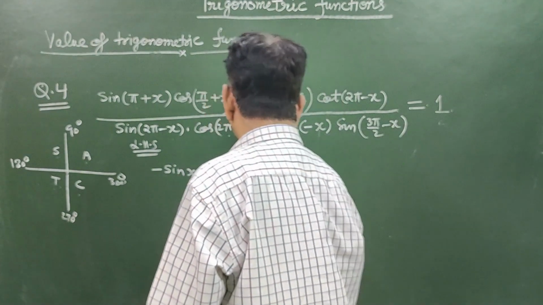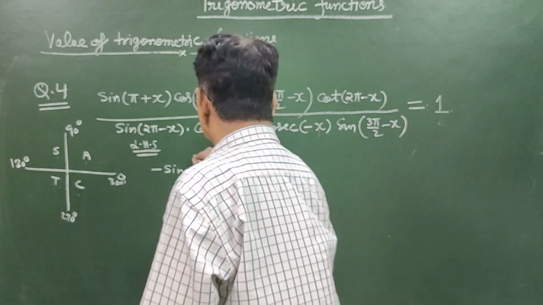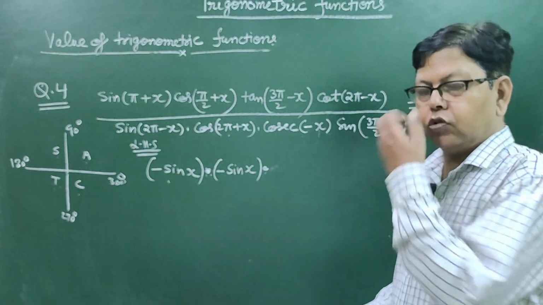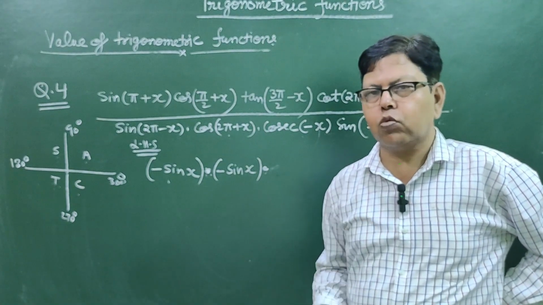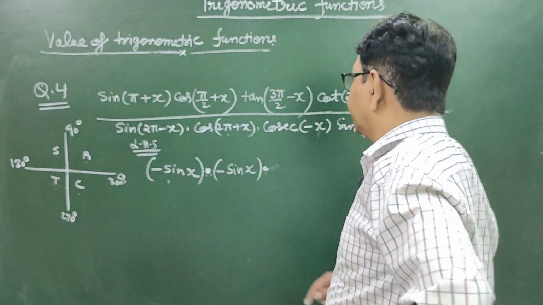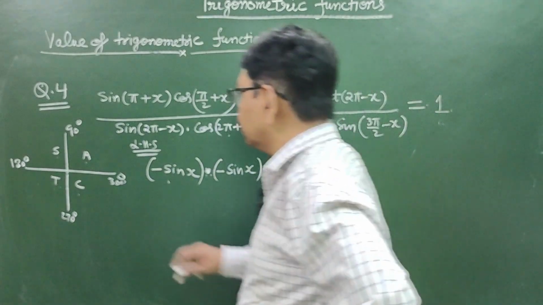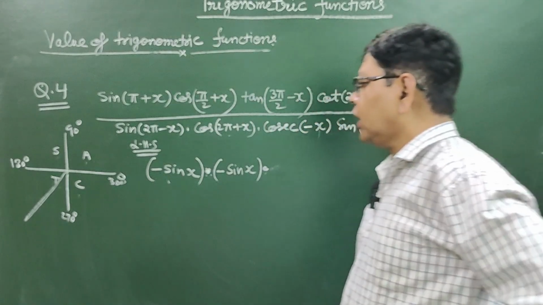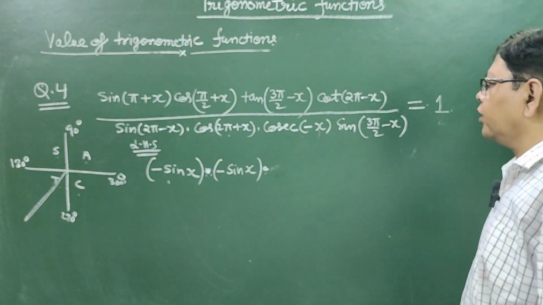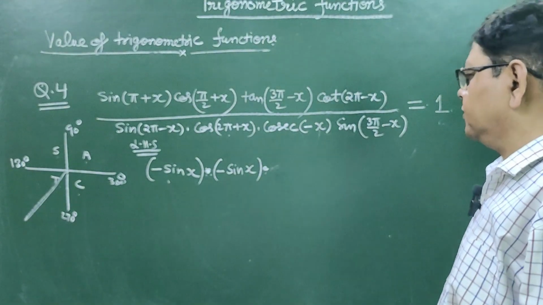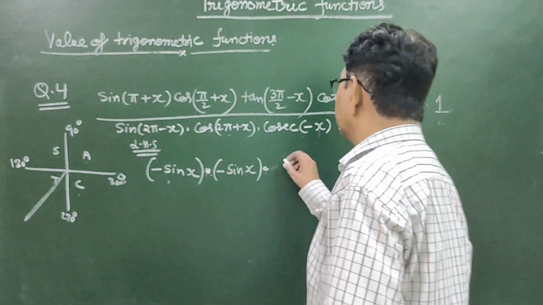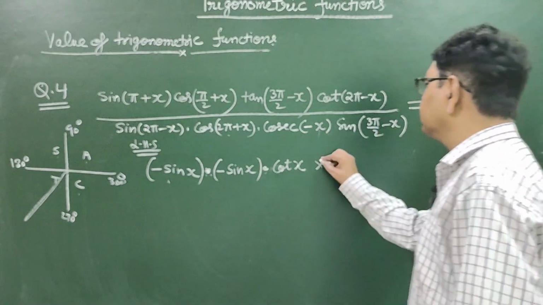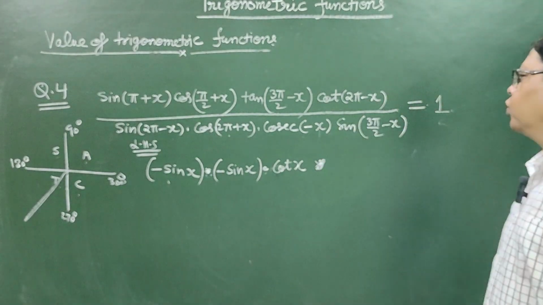Into sin x, then tan(3π/2 − x). In the case of 3π/2 also tan changes to cot. Now the sign of tan(3π/2 − x): you are in the third quadrant, and in the third quadrant tan is positive, so this is equal to cot x, into cot(2π − x).